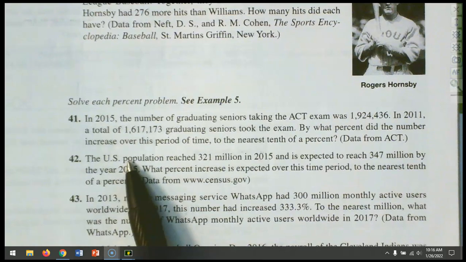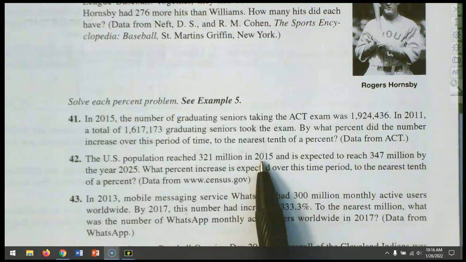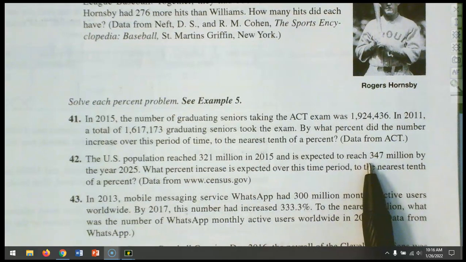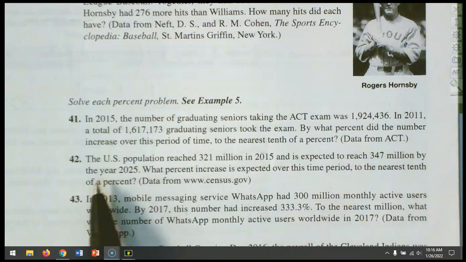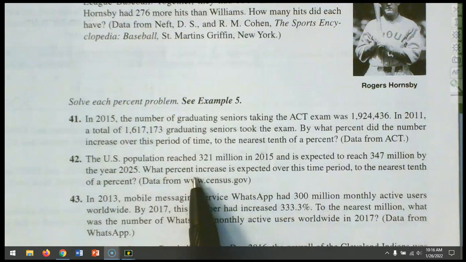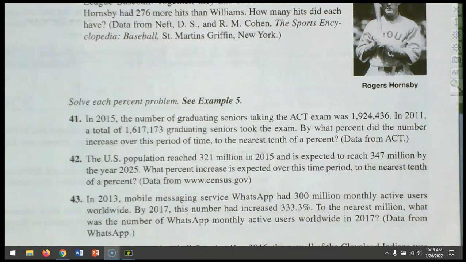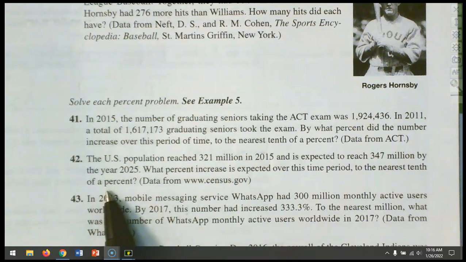The U.S. population reached 321 million in 2015. And it is expected to reach 347 million by 2025. What percent increase is expected over this period of time? And we want to round it to the nearest tenth of a percent. So that's 3 places. That way, when we rewrite it as a percent, 2 for the percent, 1 for the tenth. So 3 places.